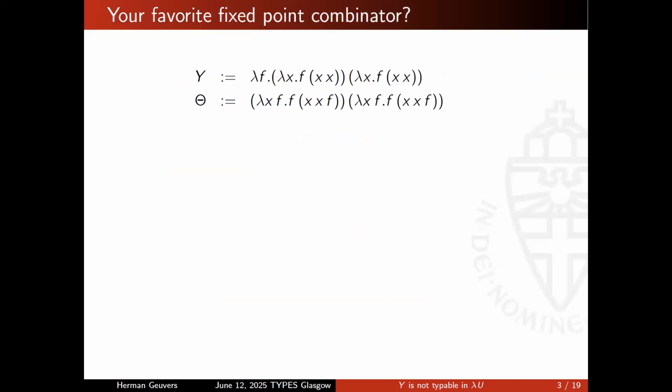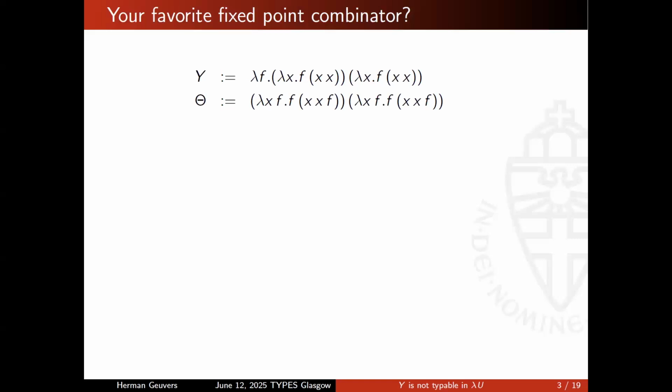And of course, you have your favorite fixed point combinator. So here's some favorite ones. This is Curry's Y fixed point combinator. This is Turing's theta fixed point combinator. And probably if you've never seen a fixed point combinator, you can just randomly choose. Other people typically have one of these as favorites or have their own other ones.